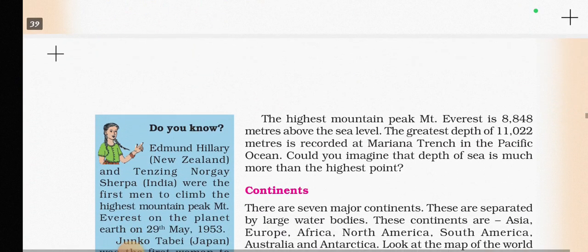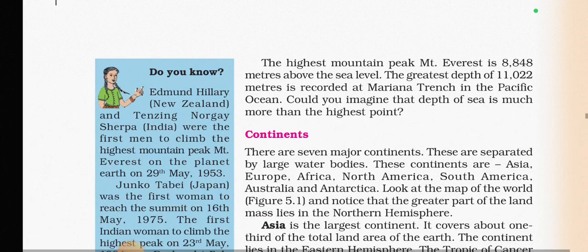Now moving ahead, the highest mountain peak, Mount Everest, is about 8,848 meters above the mean sea level. But recently, this is updated news, Nepal and China both have agreed that the Himalaya is rising. So now they have measured the height of Mount Everest as 8,850 meters. So it has increased by 2 meters, as per the new agreement between both countries.